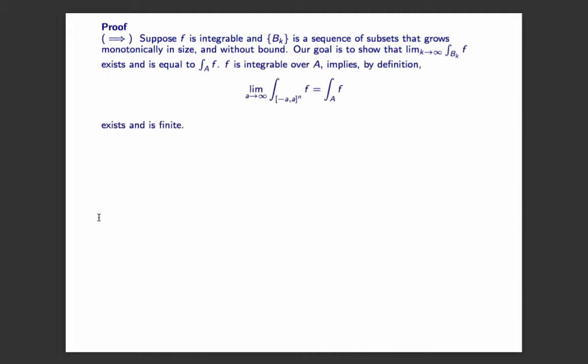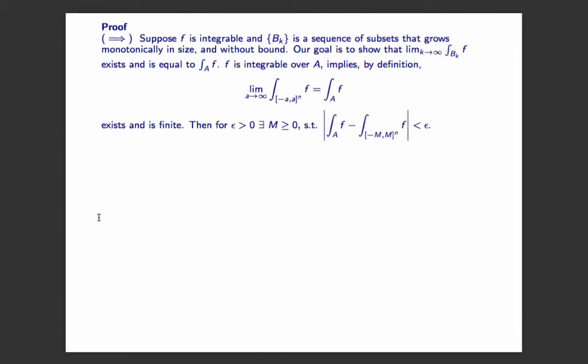The fact that f is integrable over R^n implies, by definition, that the limit as a approaches infinity of the integral of f over the cube exists and equals the integral, which is some finite number.